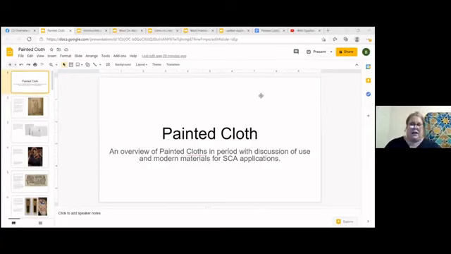Painted cloths, a discussion, and then the modern materials that I tend to use.